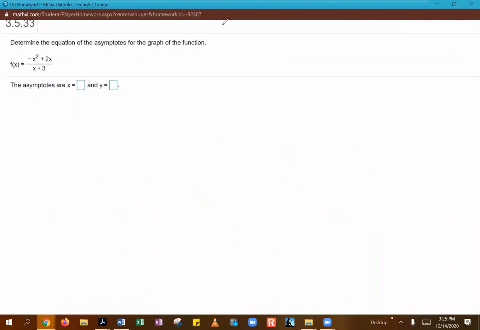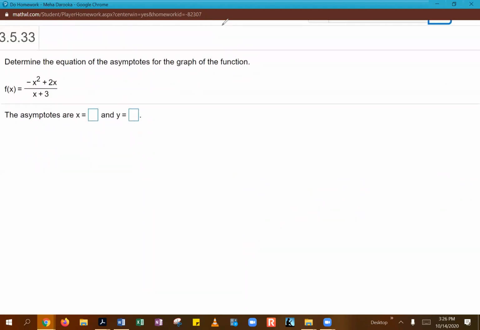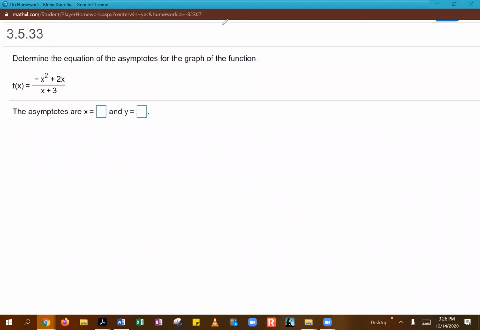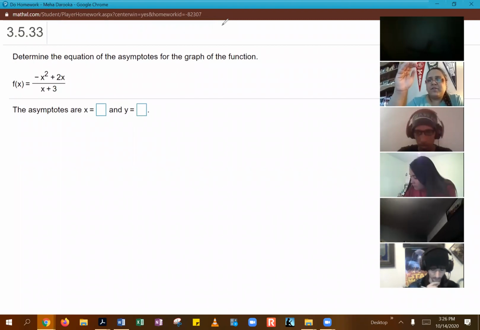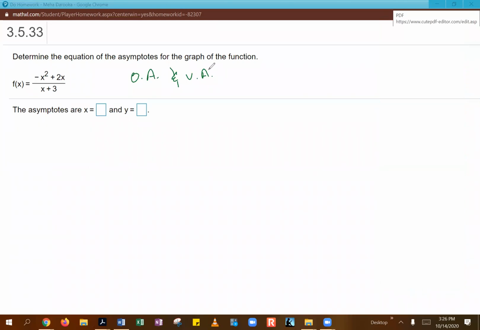Let's take a look at this one. And this one you should see that we have a larger degree on the numerator, smaller degree on the denominator. So this is an example of where we should have an oblique asymptote. And then definitely we would have a vertical asymptote. So can you tell me what our vertical asymptote is going to be for this rational function?